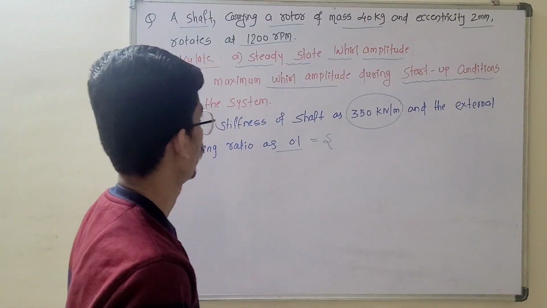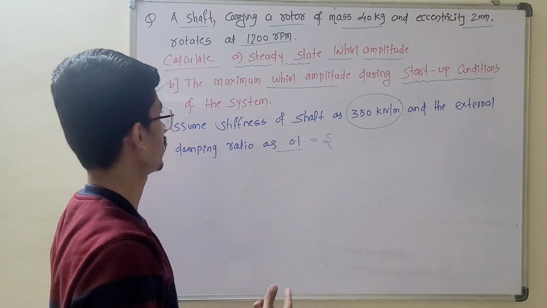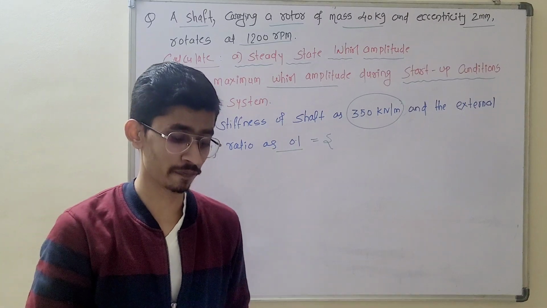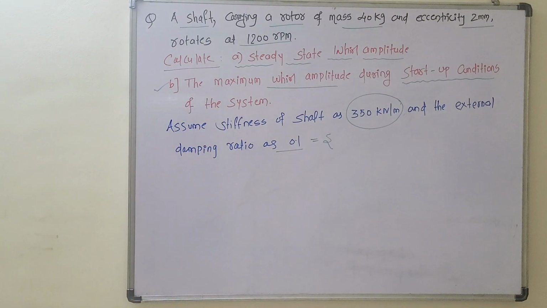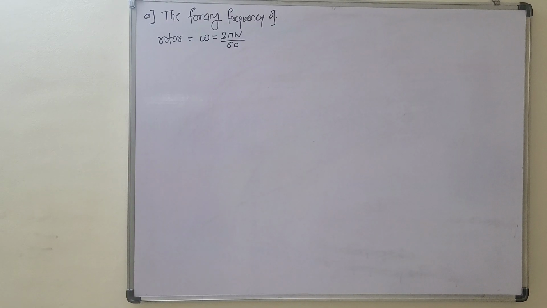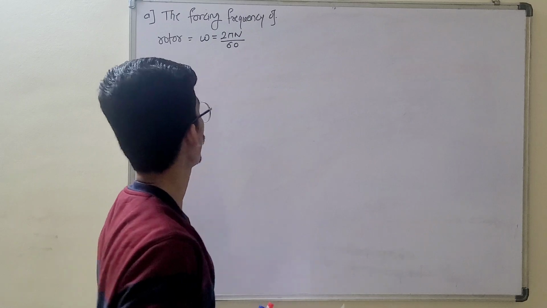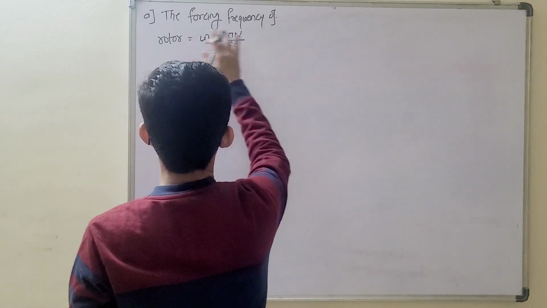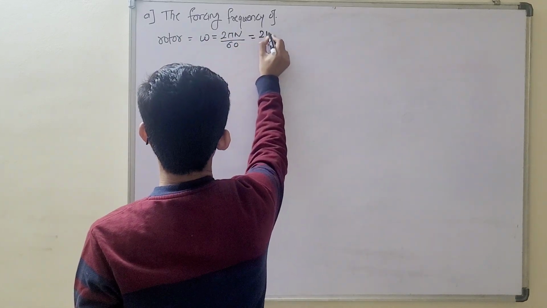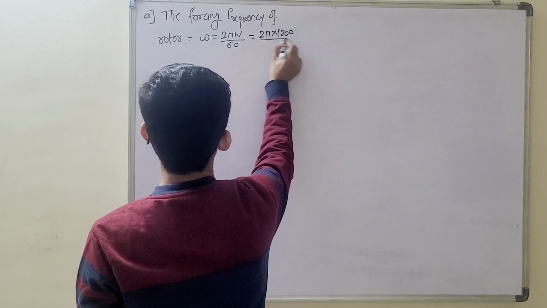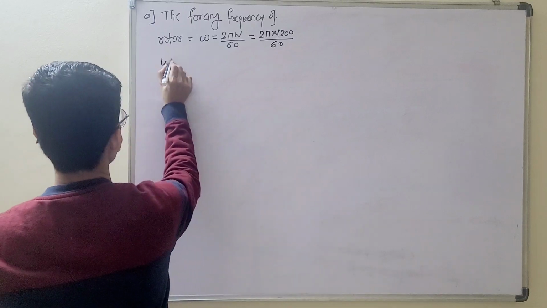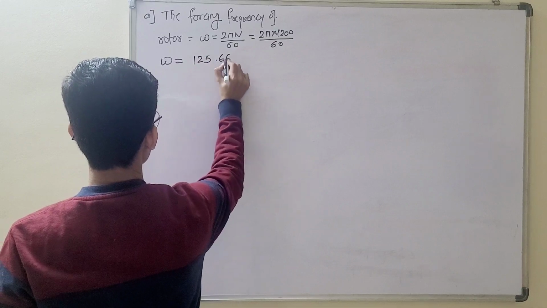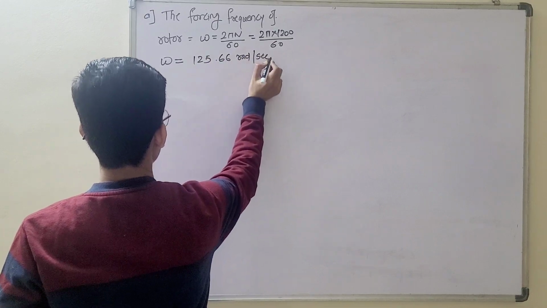We will proceed with the given data: mass 40 kg, eccentricity 2 mm, and rotates at 1200 rpm. So first we will find out the forcing frequency of the rotor. Here we can easily find the forcing frequency of the rotor, because rotational speed is given in rpm, that is 1200 rpm. So omega is equal to 2 pi N divided by 60, that is 2 pi into 1200 divided by 60. We get the value of omega as 125.66 radians per second.